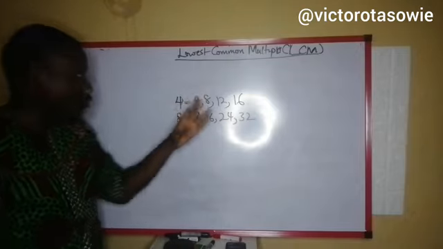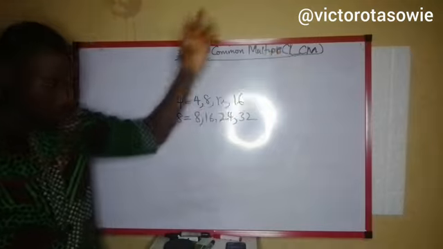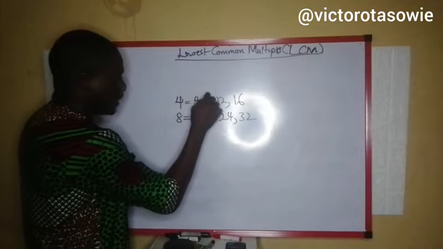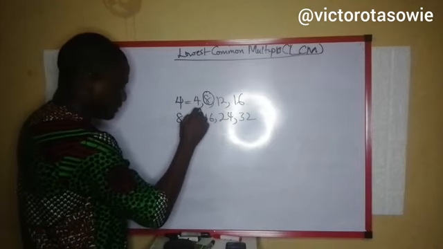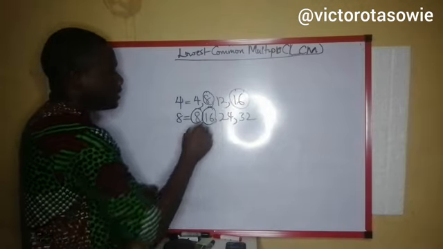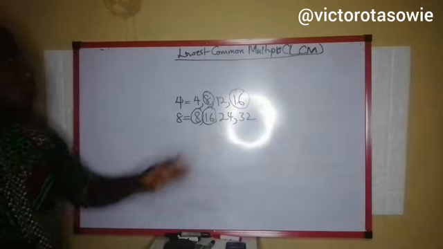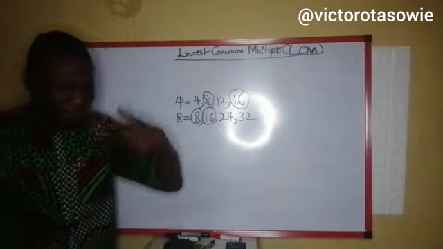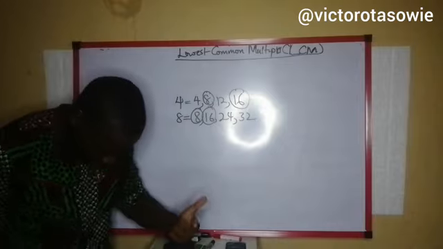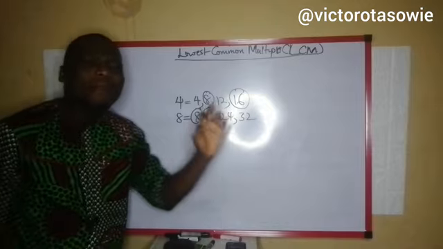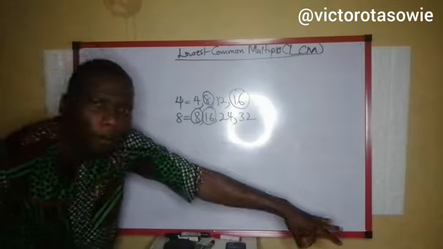The next step is to check common multiples. Now, for this, one of the common multiples we have here is 8 and 8. Apart from that, we have 16 and 16. They are both common. So we can call them common multiples of 4 and 8. But the next step now, which we will analyze, is what do we mean by lowest common multiple?